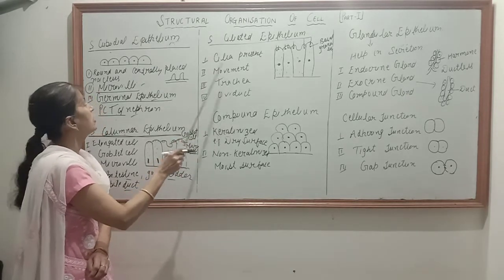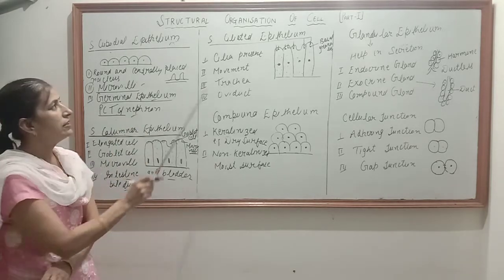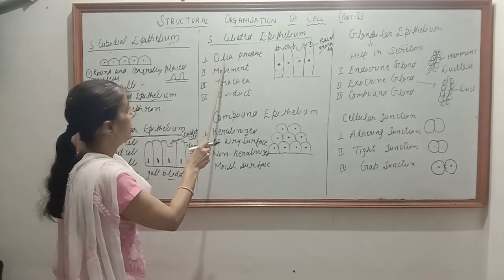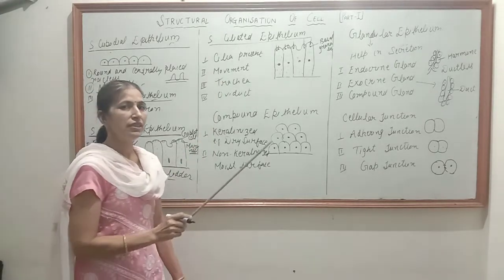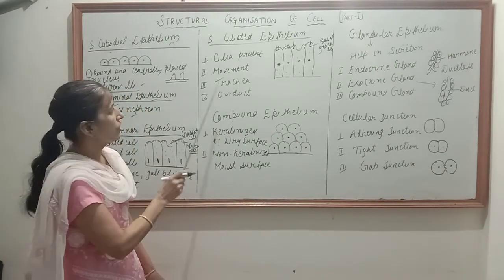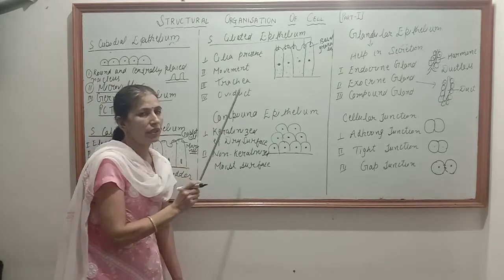If they are present on the cuboidal epithelium, then it is known as ciliated cuboidal epithelium. If cilia are present on the columnar epithelium, that is known as ciliated columnar epithelium. Mainly they are present in the trachea and in the oviduct.